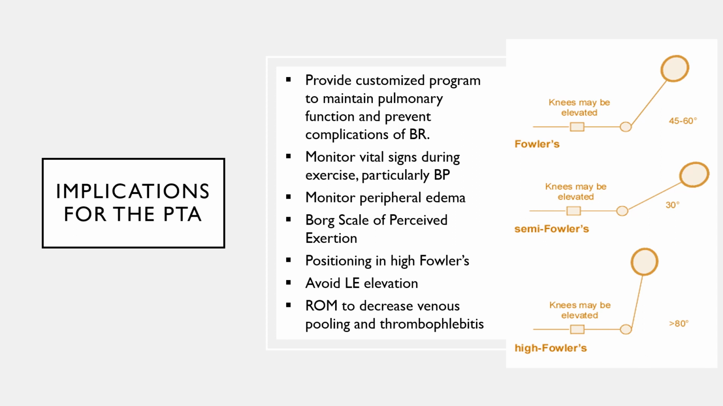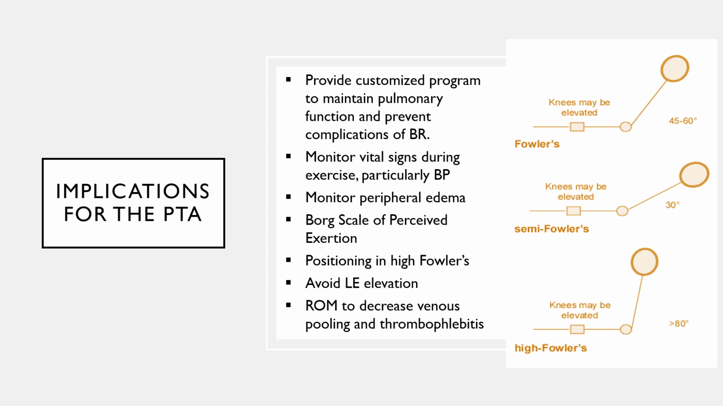Implications for the PTA. Positioning plays a crucial role in managing patients with CHF. To alleviate symptoms and prevent complications, here are some key points regarding positioning. High Fowler's position, which is elevating the head of the bed to at least 20 inches above the level, helps reduce pulmonary congestion by facilitating diaphragmatic expansion and improving ventilation. This position can also alleviate dyspnea by reducing pressure on the diaphragm.